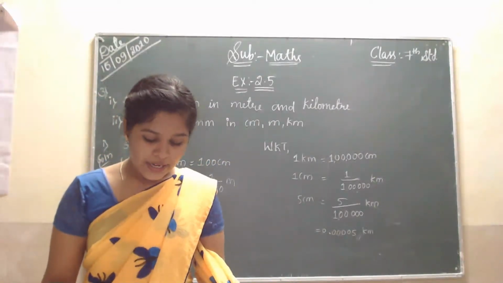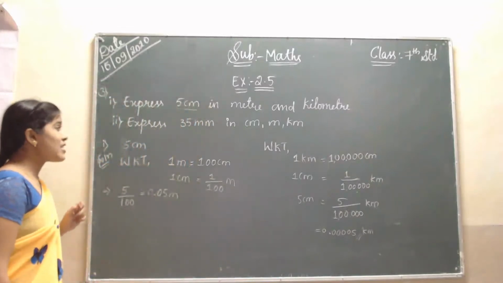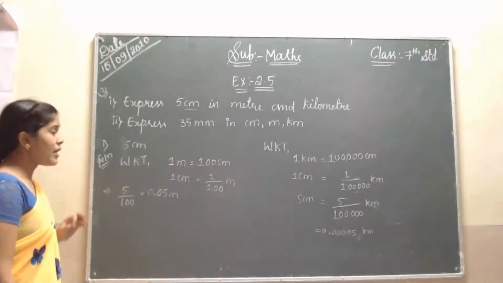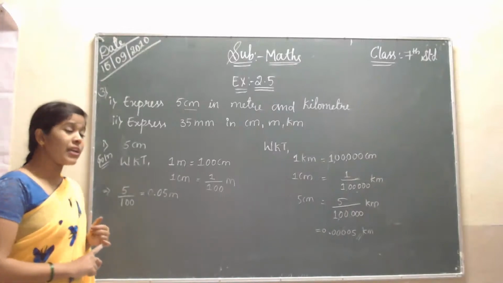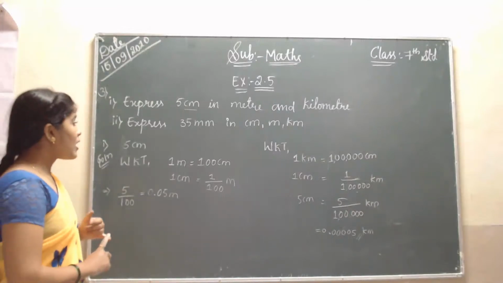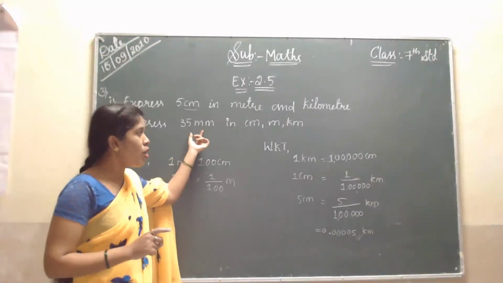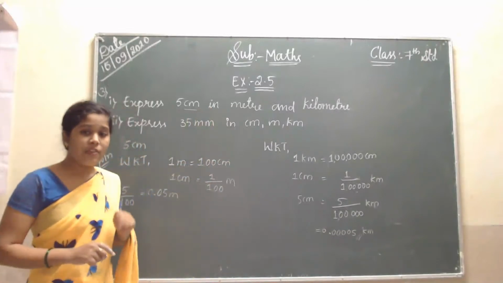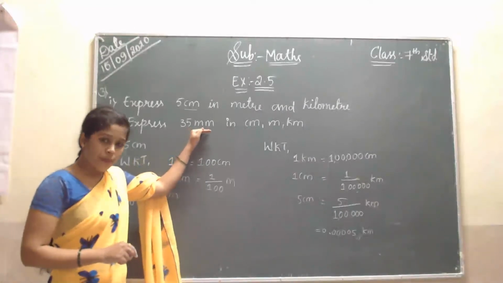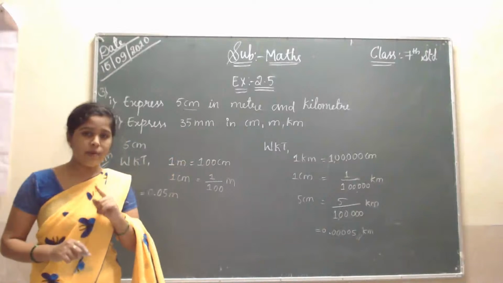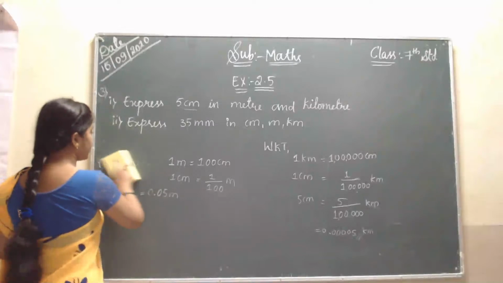Next, second question. Express 35 millimeter in centimeter, meter, kilometer. We have to convert 35 millimeter into centimeter, meter and kilometer. Here the millimeter is the smallest unit. Remember students, we are converting smallest unit to biggest, not biggest to smallest, so we should not multiply. Here we are converting smallest to biggest, so we have to divide. Remember this point. Okay, now coming to second part.